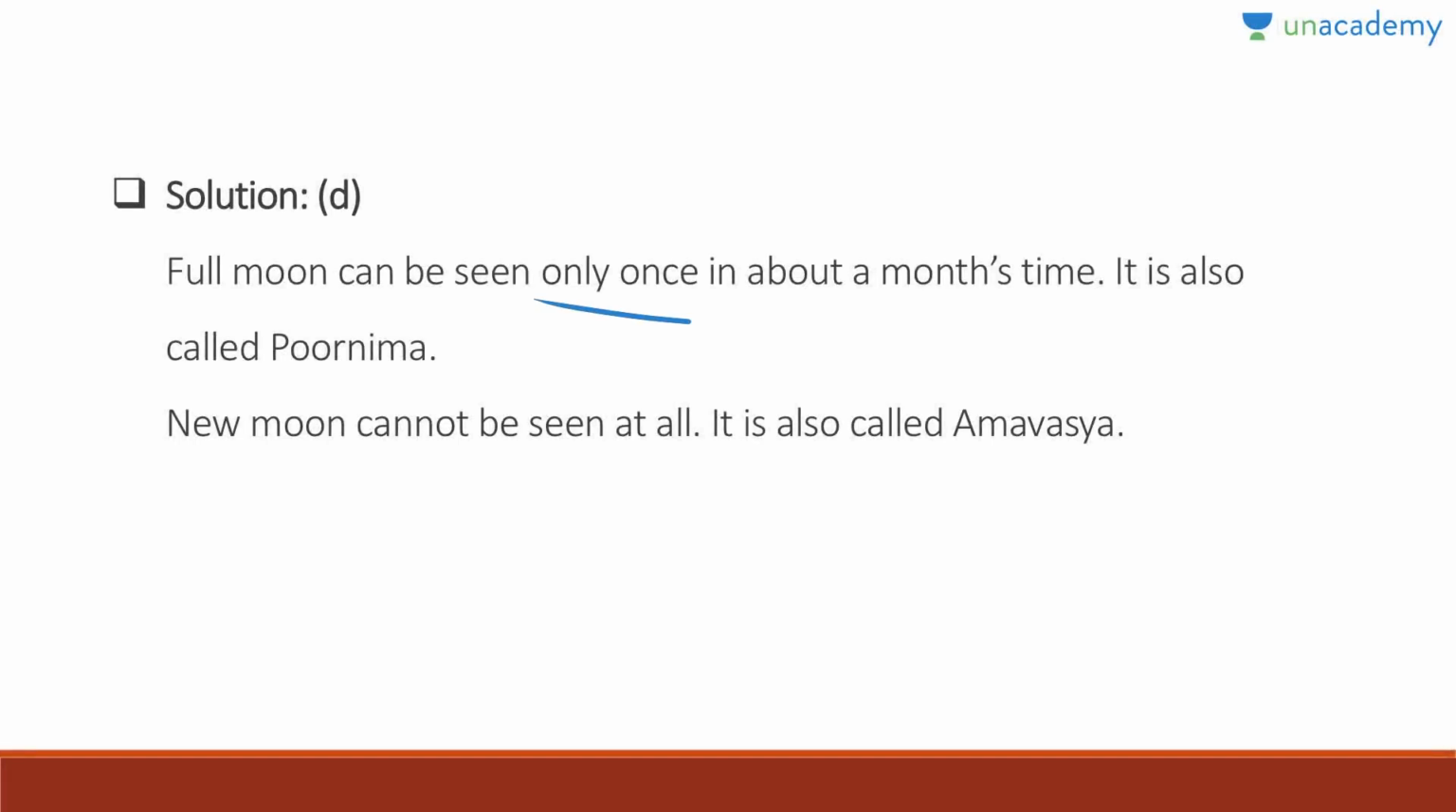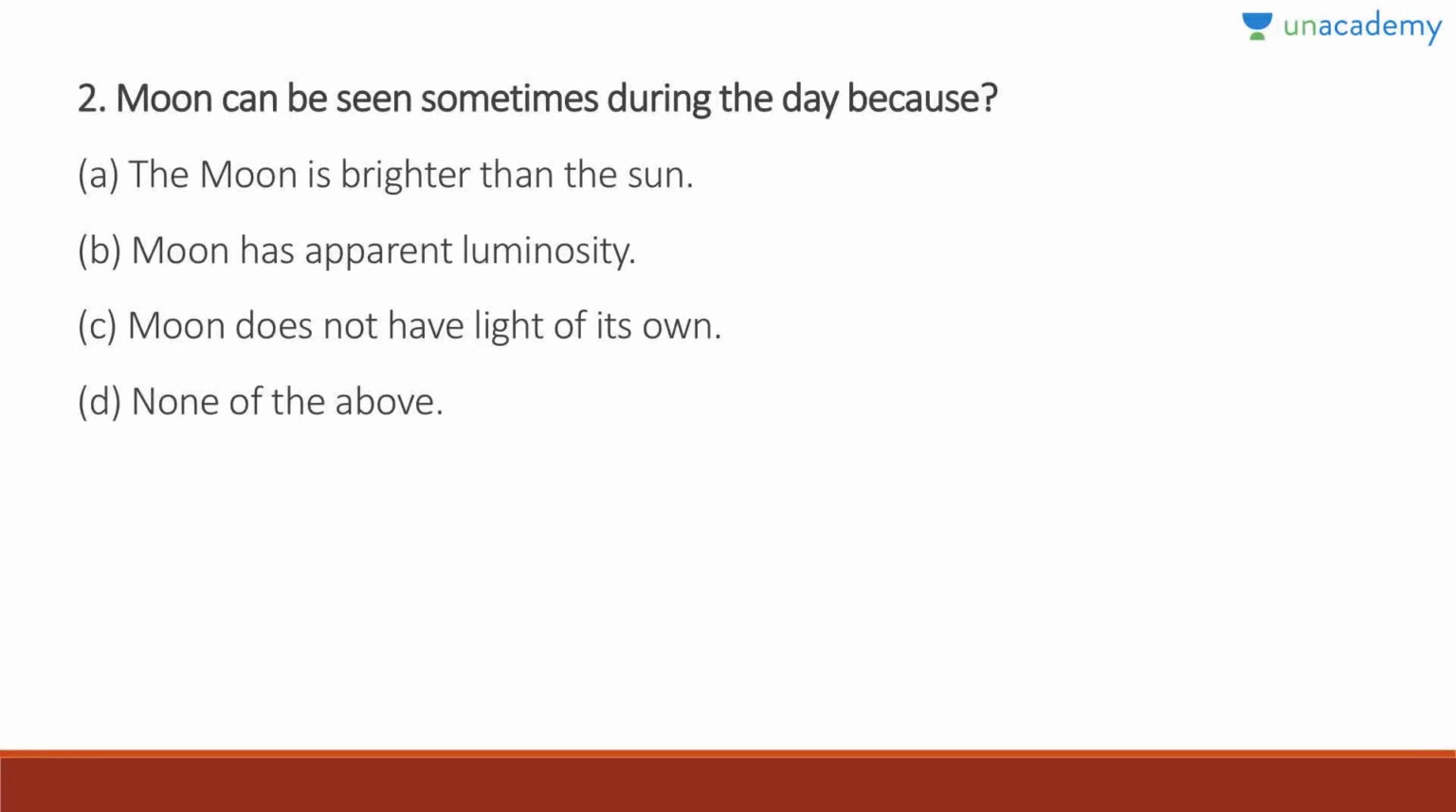So full moon can be seen only once in about a month's time. It is called Purnima. And new moon cannot be seen at all. It is called Amavasya. So please keep your head open while you do MCQs. Moon can be seen sometimes during the day because moon has apparent luminosity. So the answer here is B.